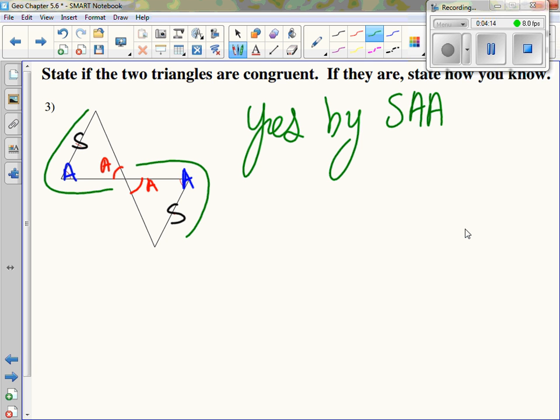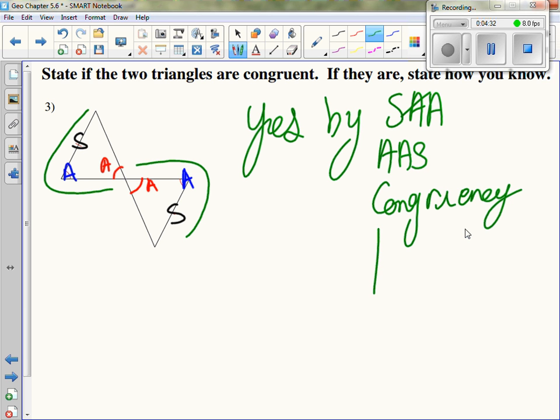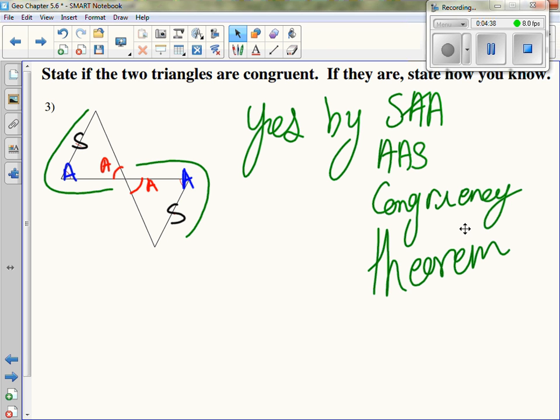side, angle, angle. The congruent sides would have to be between the angles. So side, angle, angle. Now, most likely the big idea of math isn't going to say this. It's going to say angle, angle, side congruency theorem, because it doesn't talk about a side, angle, angle theorem. It talks about an angle, angle, side. So it's just the same thing. It's just flipped. Questions on this here? Questions on anything we've done so far?